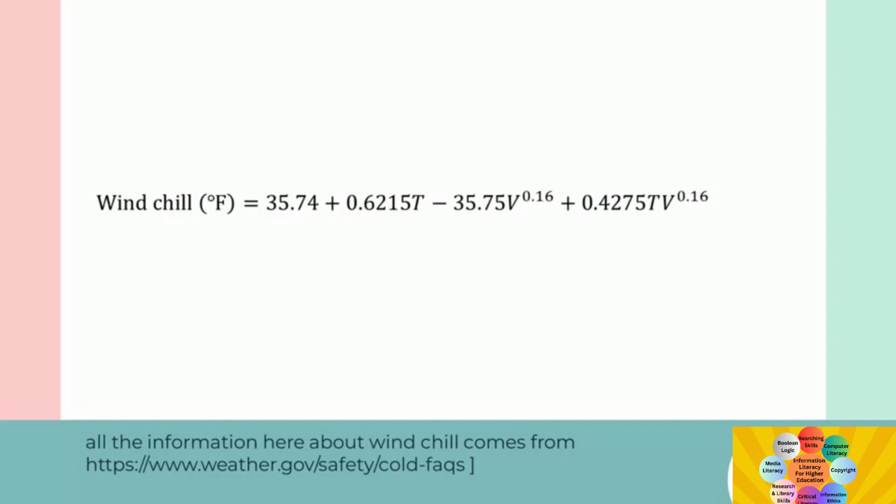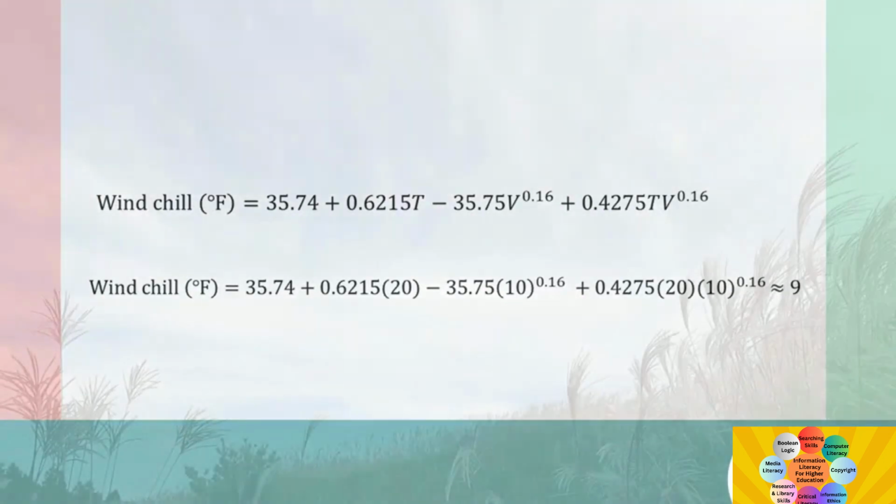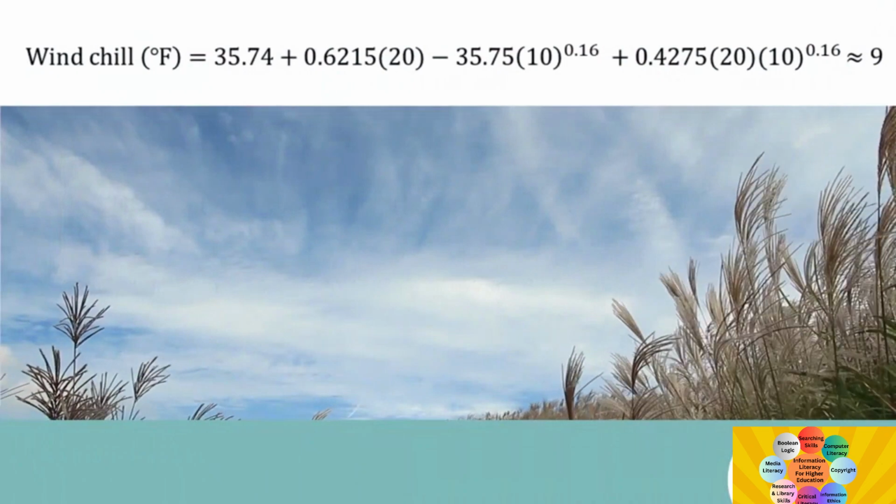Denoting the air temperature as T and wind speed as V, the formula for wind chill is as shown here. If the air temperature is 20 degrees Fahrenheit and the wind speed is 10 miles per hour, then we plug those values into the formula and find that the model says the wind chill will be about 9 degrees. But what is the wind chill really?